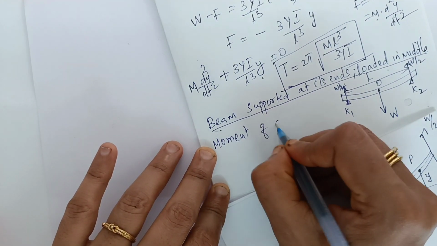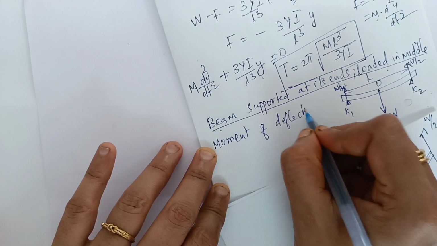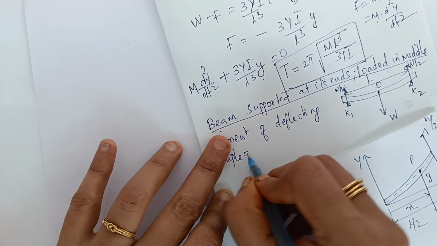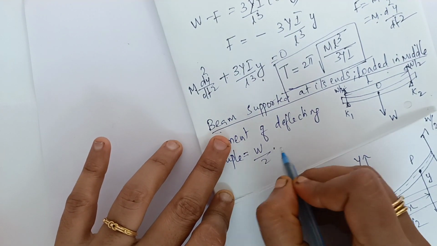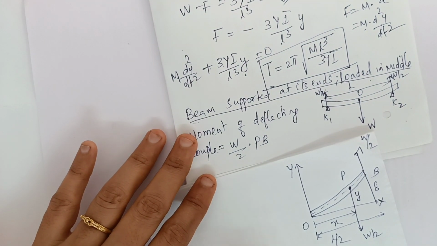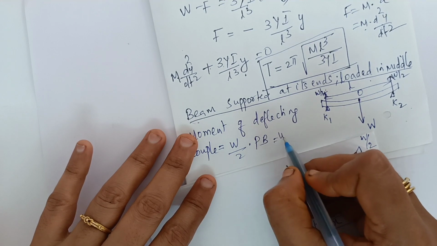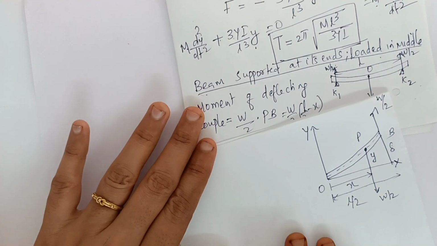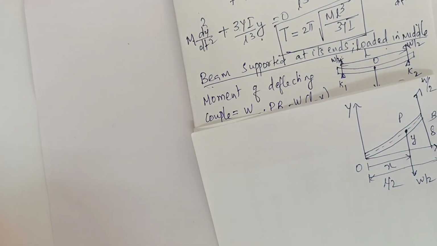Moment of deflecting couple is equal to W/2 into PB. Okay, what is PB? L/2 minus x. Okay, so in equilibrium position, this deflection couple must be balanced by the restoring couple.